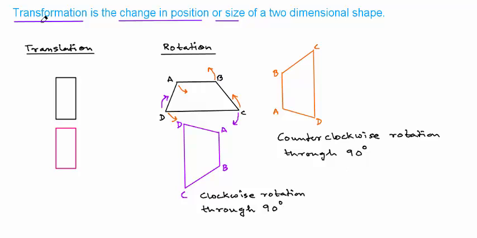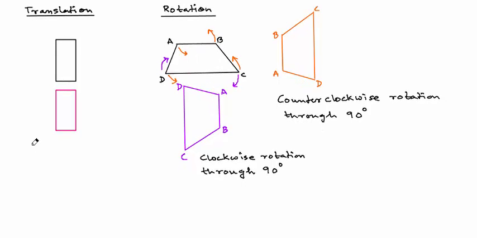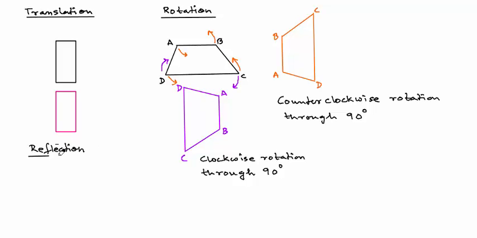And there's a third type of transformation related to the change in position only without changing the size of the object, and that's called reflection. Reflection is synonymous to reflection in a mirror.